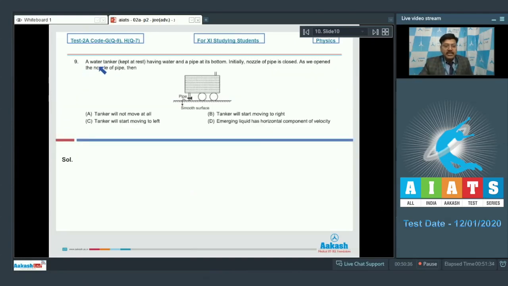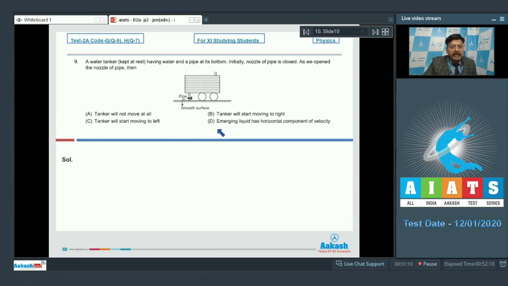Question 9 says, a water tanker kept at rest having water and a pipe at its bottom. Initially, the nozzle of the pipe is closed. As we open the nozzle of the pipe, then the tanker, option A says the tanker will not move at all. Option B says the tanker will start moving to the right. Option C says the tanker will start moving to the left. And option D says the emerging liquid has a horizontal component of velocity.